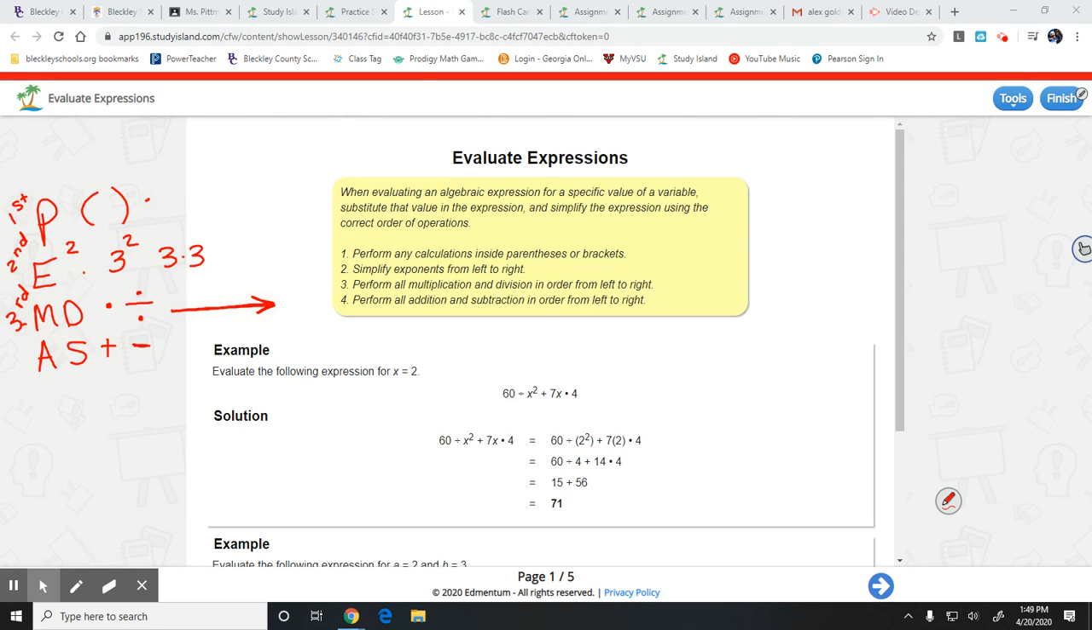And then the final thing we're going to look for is addition and subtraction. And we're going to work it from left to right. So this is fourth, this is the fourth step. It's very, very important that you follow this order of operations.